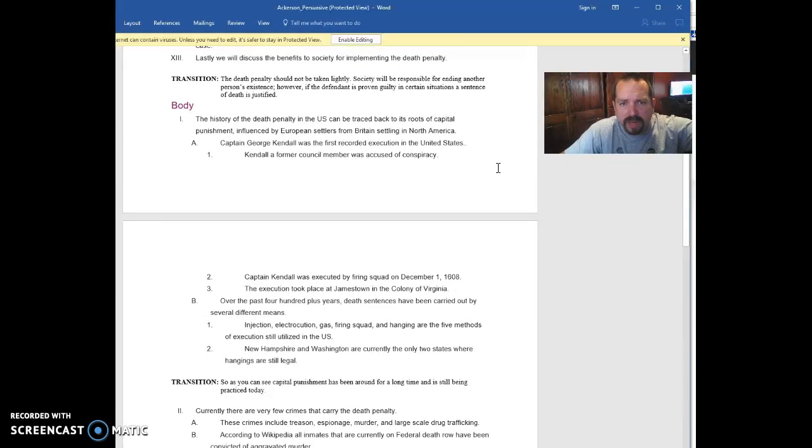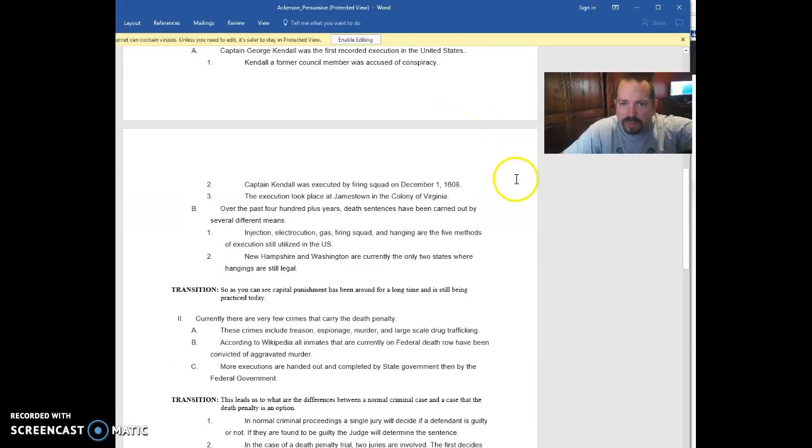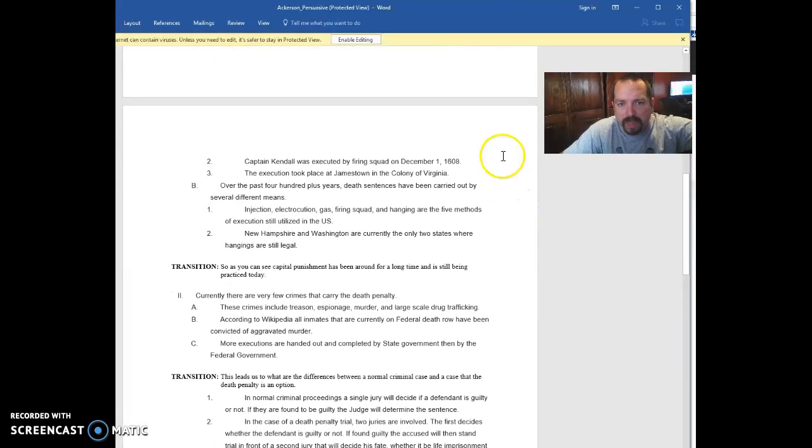The history of the death penalty in the U.S. can be traced back to its roots of capital punishment influenced by European settlers from Britain settling in North America. Captain George Kendall was the first recorded execution in the United States. Kendall, a former council member, was accused of conspiracy. Captain Kendall was executed by firing squad on December 1st, 1608. The execution took place at Jamestown in the colony of Virginia.